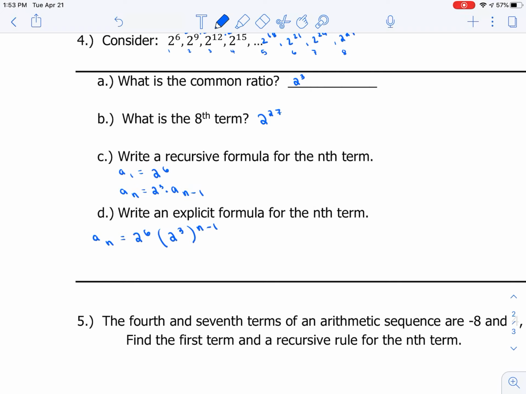Now, if you want to simplify this, this is something that definitely can be simplified. If you think about this as 2 to the 6th times 2 to the 3n minus 3. And then if you remember, same base, we can add these exponents. I get 2 to the 3n plus 3 as my rule for this problem. Cool thing is we can check the 8th term. If you sub in an 8 here, notice that you're going to get 3 times 8, 24, plus 3, 27. You get that answer that we got for part B.